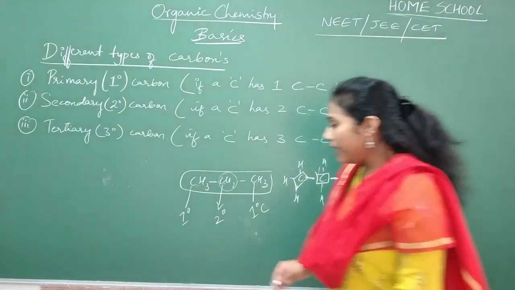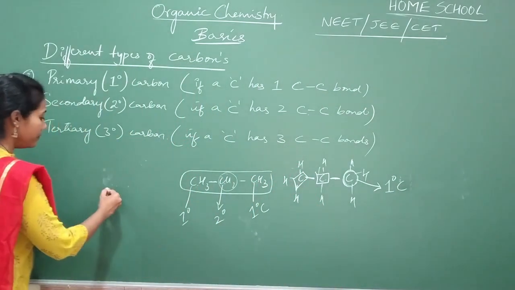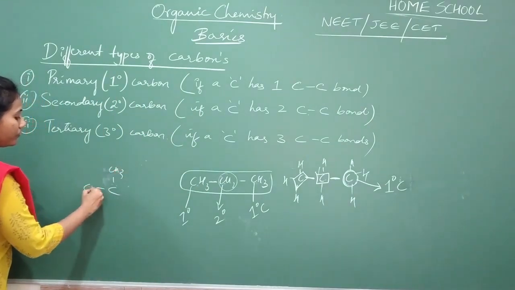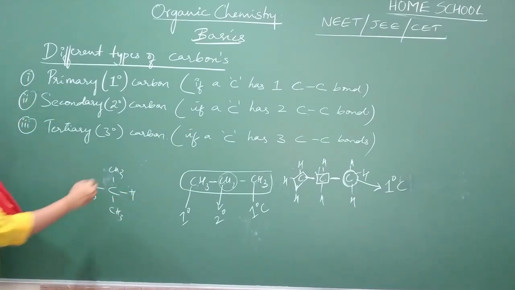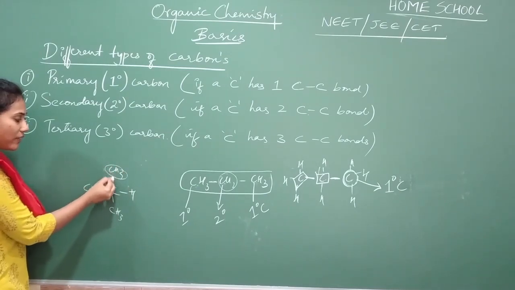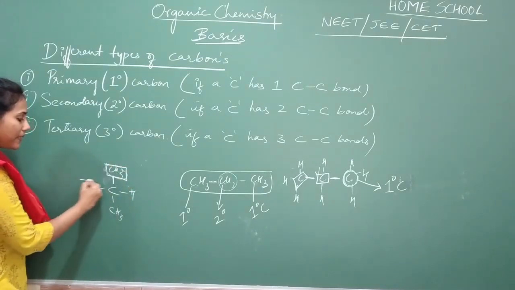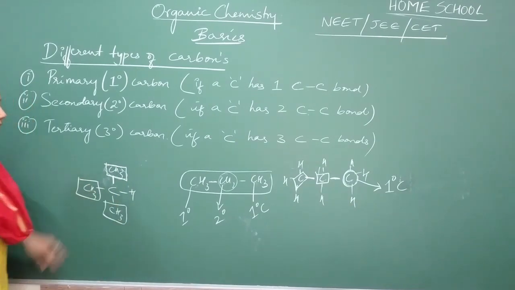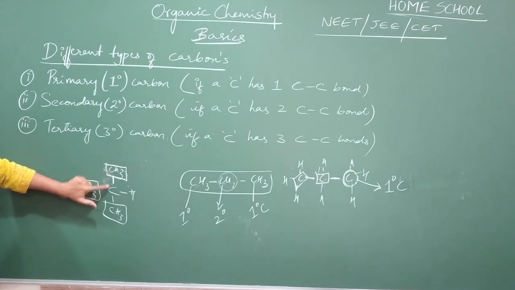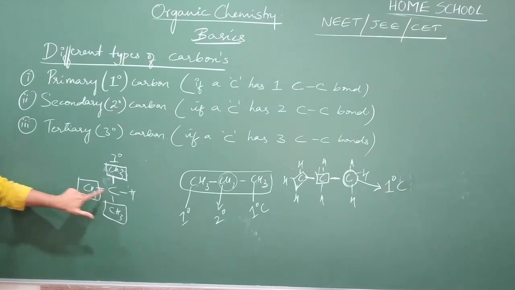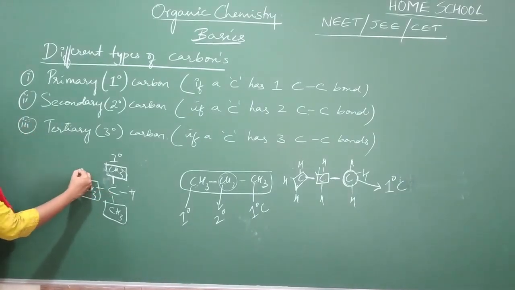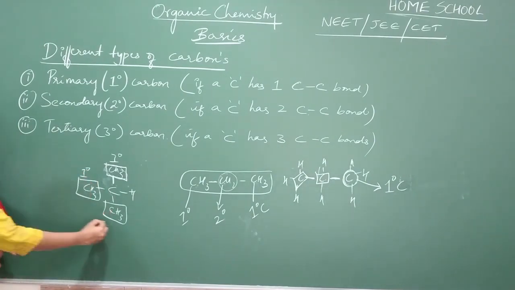Now I'll give you one more example. See this example. You know what type of carbon it is? It has only 1 C-C bond, isn't it? See the carbons which I am putting in boxes. Observe the number of C-C bonds present with this carbon, only 1. So this carbon is primary. Coming to this carbon, only 1 C-C bond. Among the 4 bonds, 3 are with hydrogen. The 4th bond is with carbon only. So 1 C-C bond is there, so this particular carbon is also primary. And this carbon is also primary.